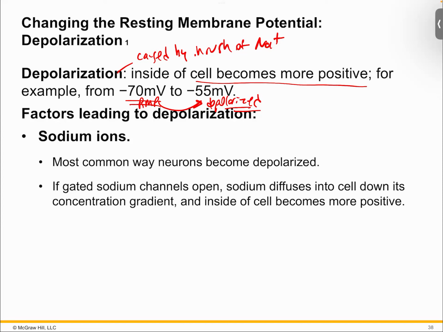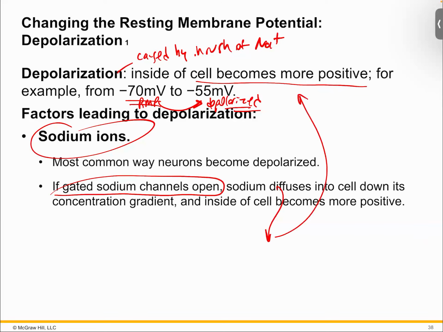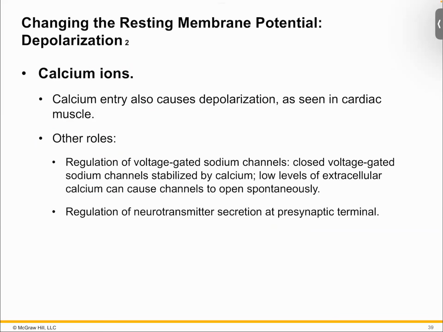So what causes depolarization? Simple, sodium ions. Basically the inrush of sodium ions. Your gated sodium channels open up, your sodium rushes into the cell, and that causes the flip to a more positive membrane potential.